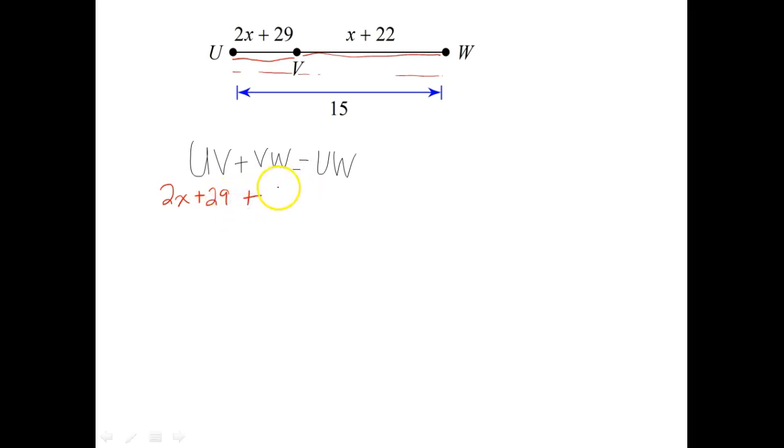Plus VW is x plus 22 equals UW, 15. 2x plus x, 3x. 29 plus 22, 51, equals 15. All right, now of course, trying to leave x over here, so we're going to subtract 51 from both sides.